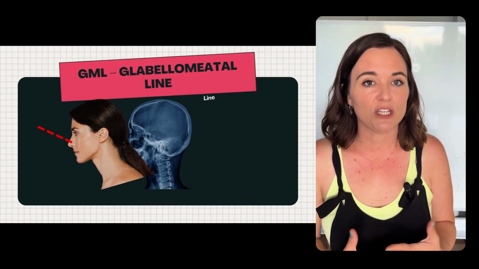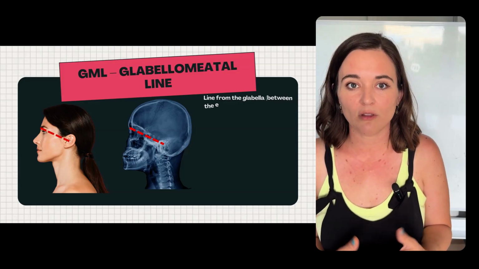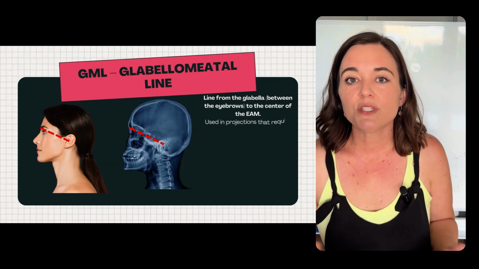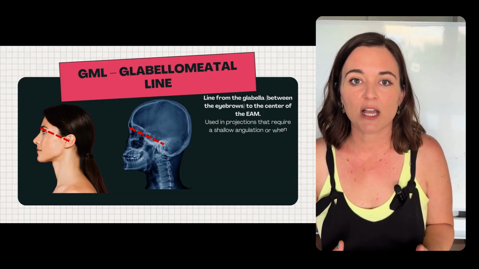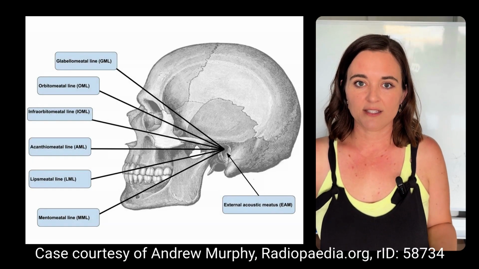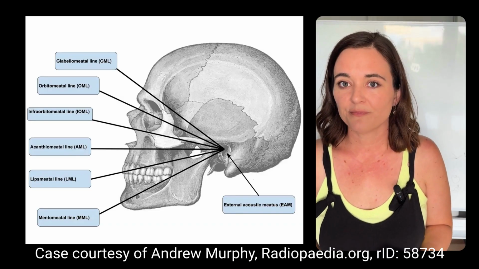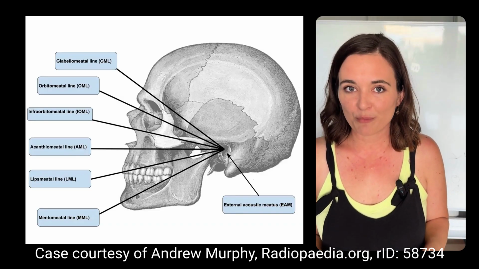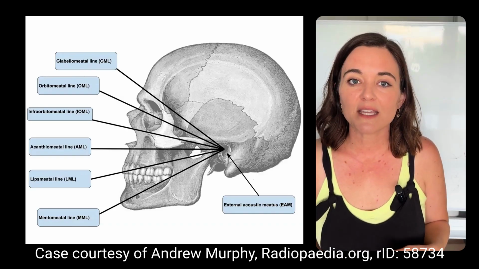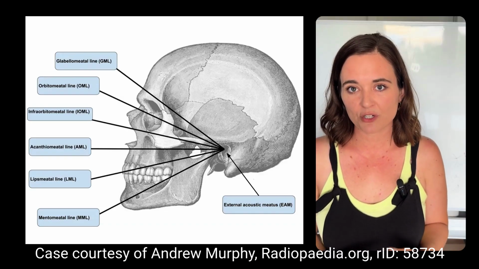Then you have the GML, your glabellomeatal line. That's from your glabella to your EAM. It's used in modified projections where a shallower angulation is needed. Why do these matter for the ARRT exams and real-world imaging? If these lines aren't aligned properly, you risk misrepresenting anatomy, leading to misdiagnosis or repeated exposure.